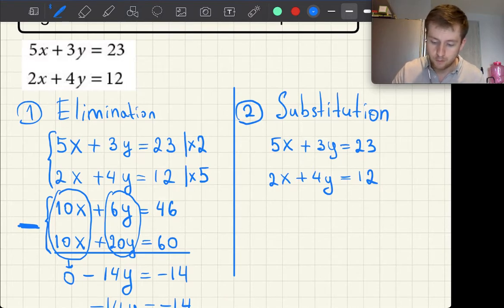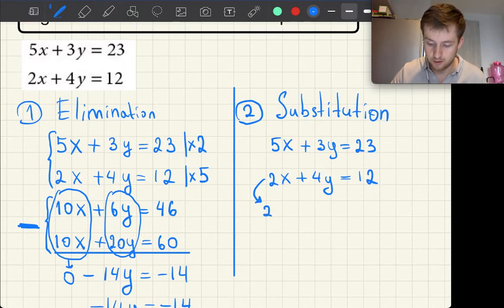So we pick one of the equations. I will choose the second one. Why? Just because I want to. No particular reason. So the second equation, I'm going to pick it, and let's make x the subject. Why not? So we will change it a little bit.